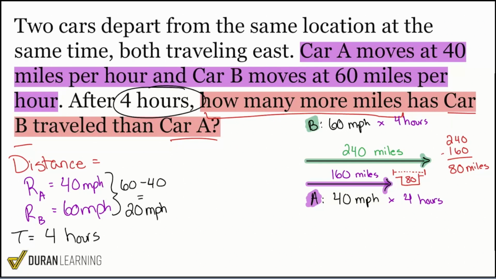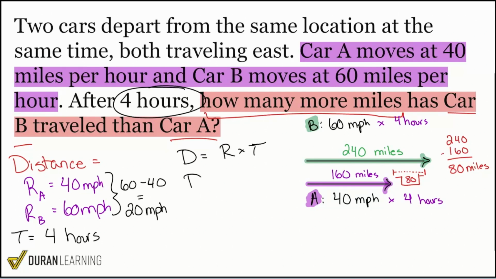Let's try 2 hours. 80, which is 40 times 2. 60 times 2, 120. 80 from 120, that's 40. That is the rate at which they're moving apart. In 2 hours, 20 times 2, that'll get you 40. So take a look at how quickly we can do this if we know what to do with the rates, because now all we need to do is say, hey, distance equals rate times time.